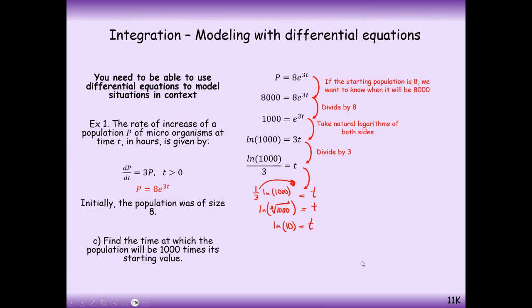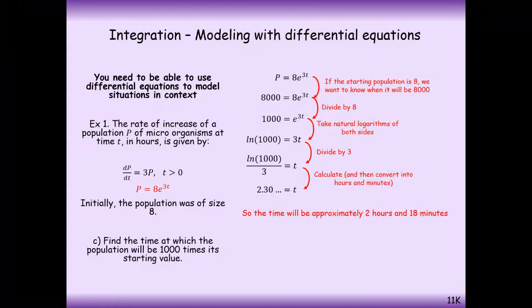Log of 10 is a number such as 2. Log of 10 is actually 2.3. Now, this time was in terms of hours, so we're going to take that 0.3 as a decimal and multiply it by 60 minutes so that we'll have a more accurate answer, such as 2 hours and 18 minutes.